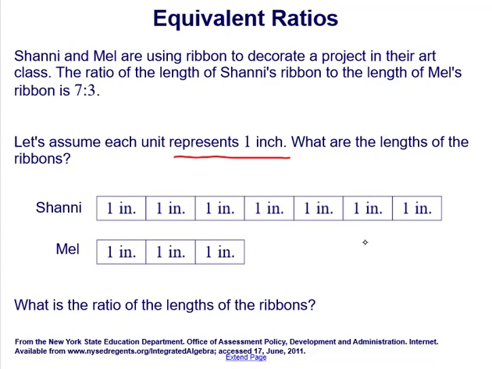What are the lengths of the ribbons? Well, Shani's, let's count, is 1, 2, 3, 4, 5, 6, 7 inches, and Mel's is 3 inches: 1, 2, 3. So the ratio of the lengths of the ribbons is 7 to 3 inches.